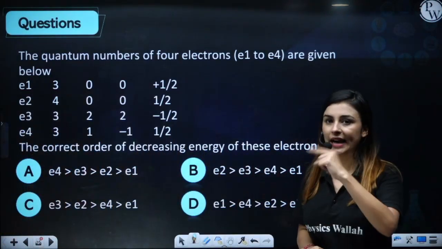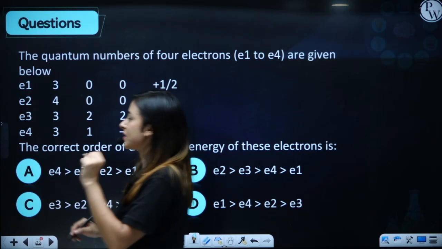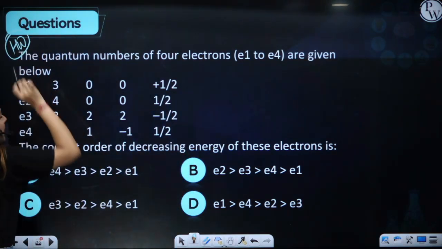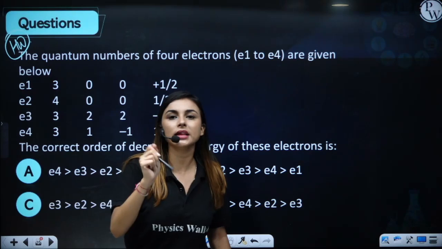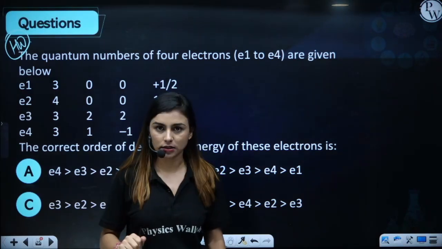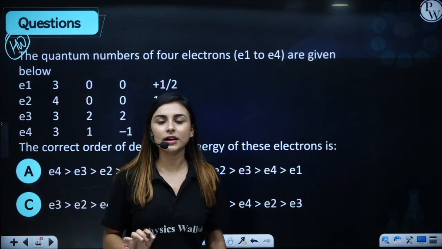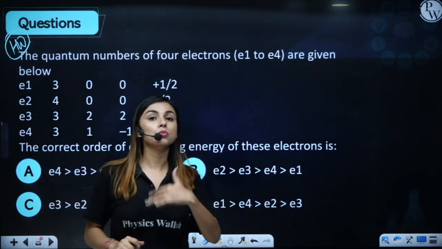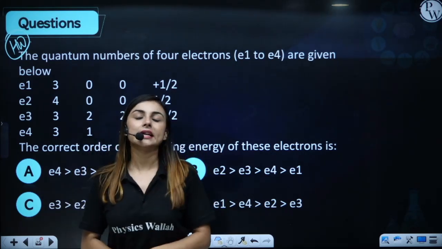Let's do one thing. I have done a similar question, so this question you are supposed to do. I am giving you this as your homework, and I need each and every one to answer in the comment section with your correct answer. You have to use the N plus L value. The more the N plus L value, the more is the energy. The more the N value, the more will be the energy in case N plus L is the same.